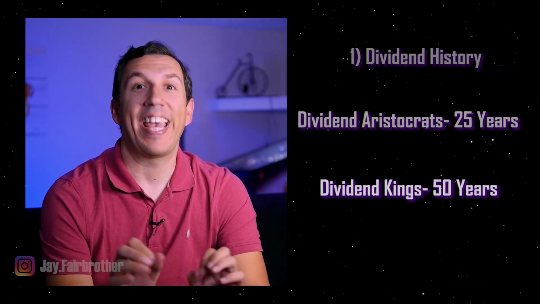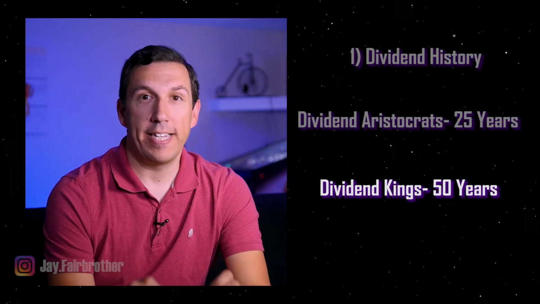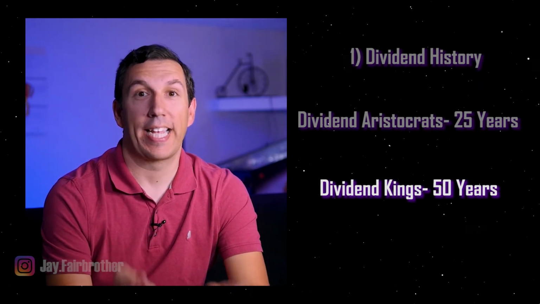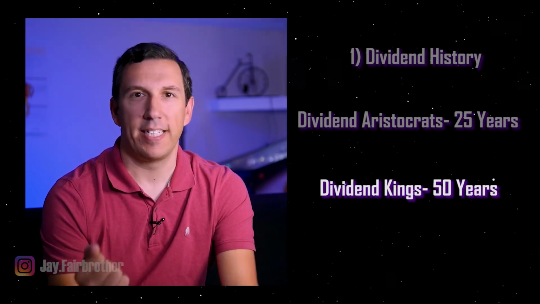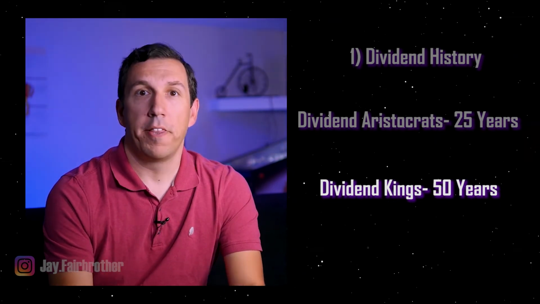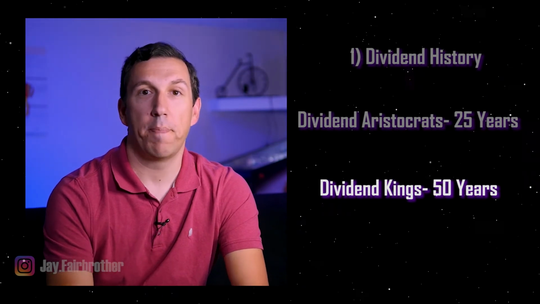And if you want to narrow that list down a little more, you can look at the Dividend Kings list. Dividend Kings are companies that have raised their dividends for 50 or more consecutive years. These are your big, solid dividend companies like Johnson & Johnson and 3M. They're big, solid, stable companies that are also very committed to paying dividends to their investors.